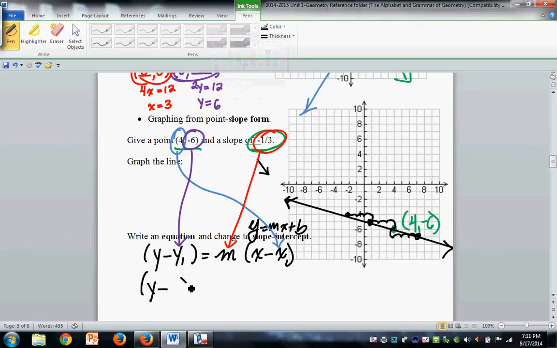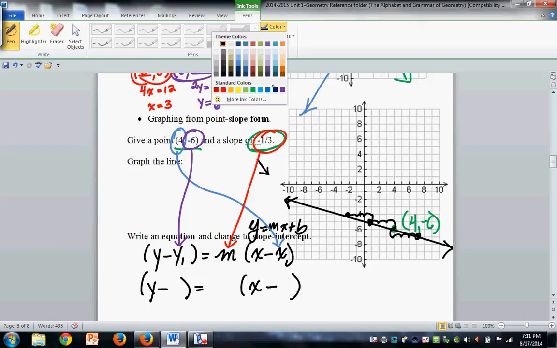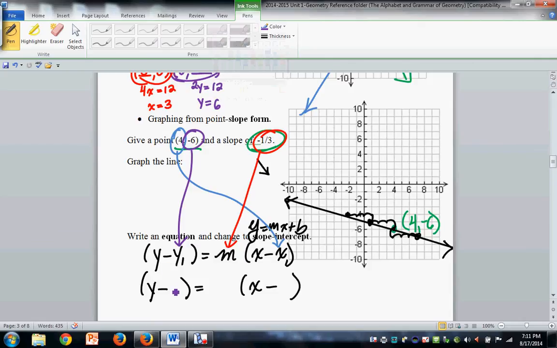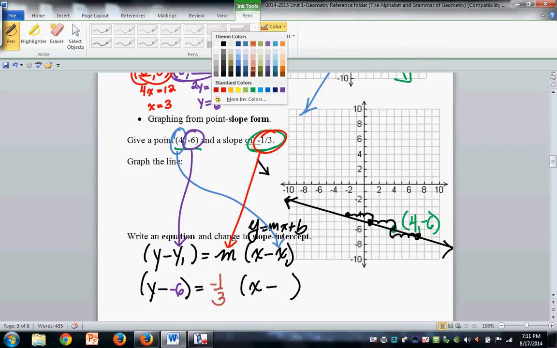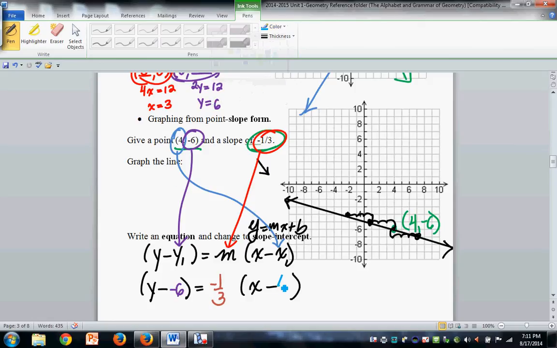We're going to end up with y, so the negative 6 goes here. Double negative. The slope is negative 1/3. And the 4 goes here. Ready? Let's clean stuff up. I'm going to bring it this way. So we have y plus 6 equals negative 1/3 times x minus 4.